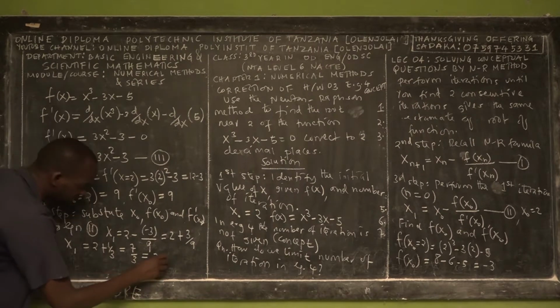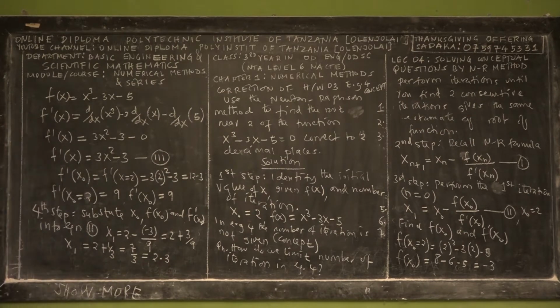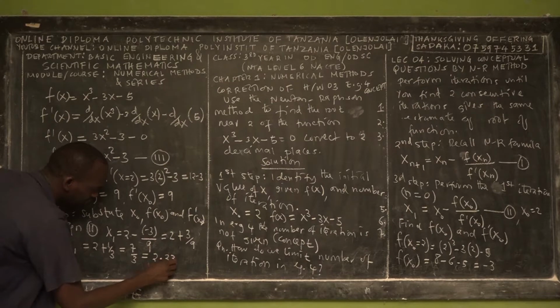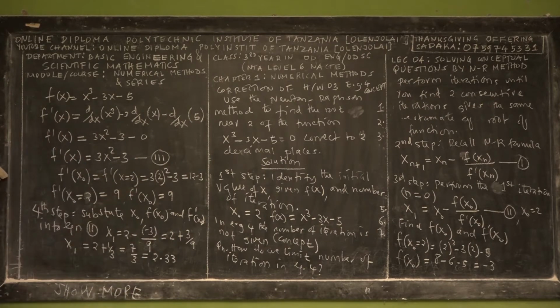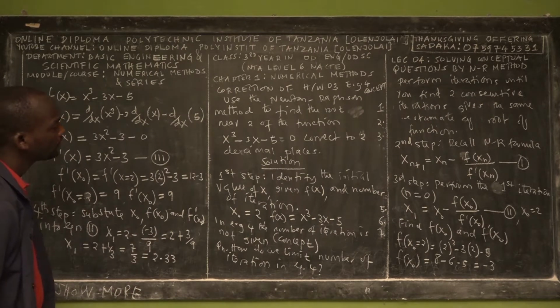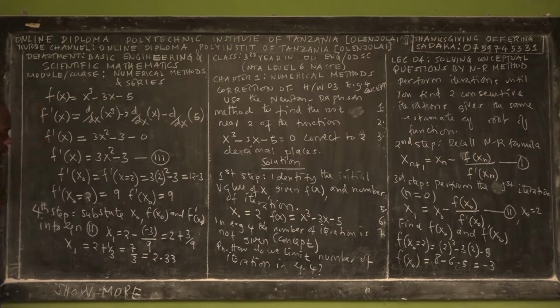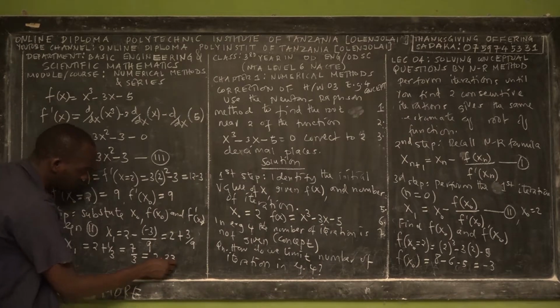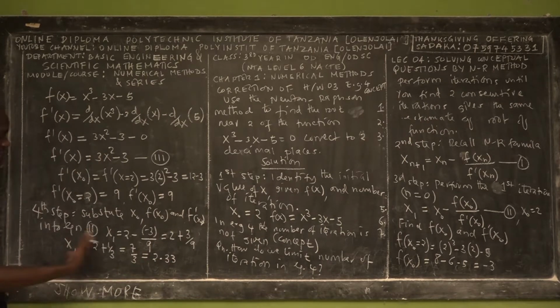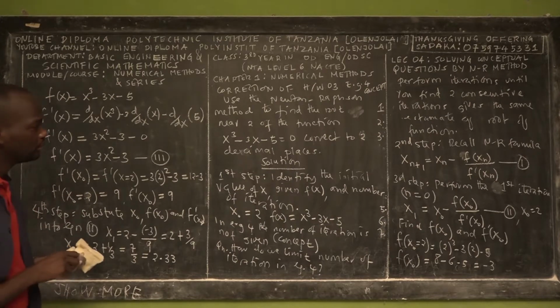10 over 3 it is 3. Okay. So 10 minus 9 is 1. We add 0, we get 10, and then we get 3. So we should do it correct to 2 decimal places. You have to make sure that the value of the root of the function is in 2 decimal places on every occasion. Okay? So this is x1 is equal to 2.33.